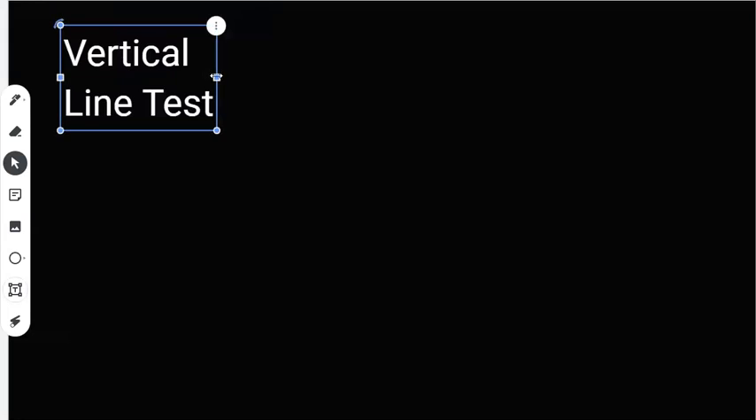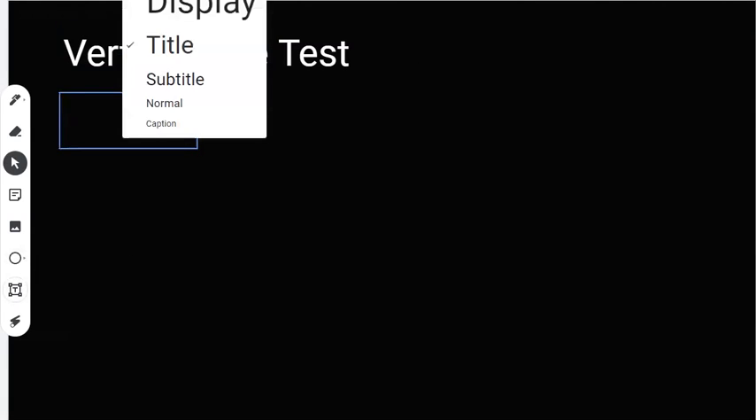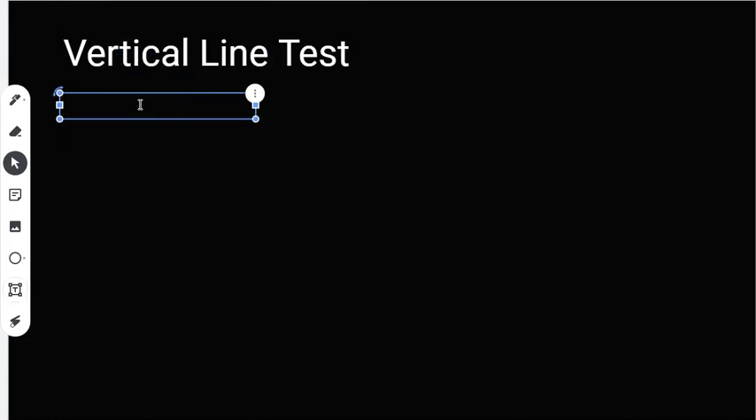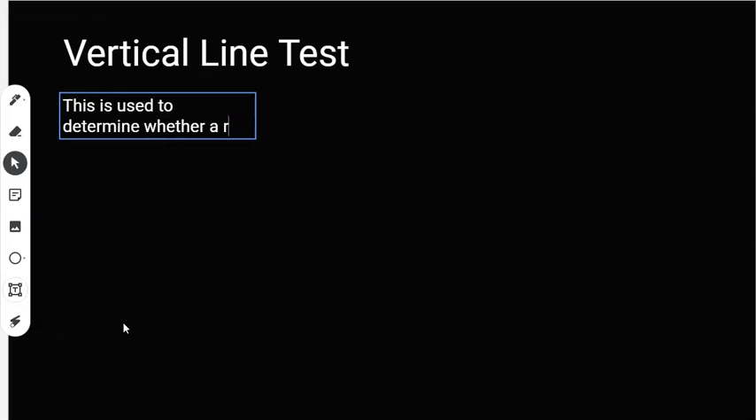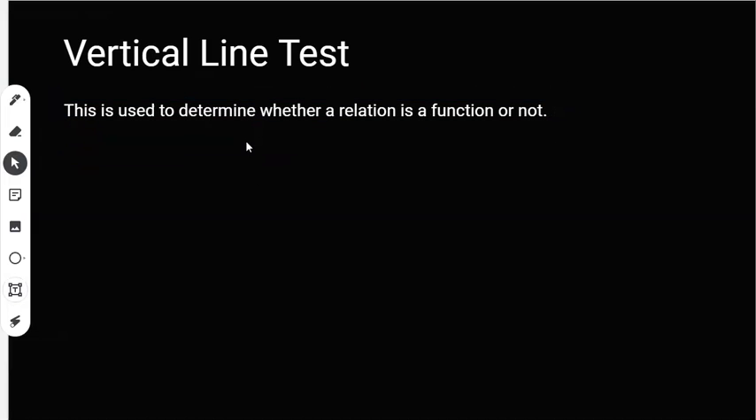What is the vertical line test and what is it used for? The vertical line test is going to be used to determine whether or not a relation is a function. So let's talk about it. This is used to determine whether a relation is a function or not. So this is going to be an easy way to tell whether you have a function or not. And this only works for graphs. So here's the test.